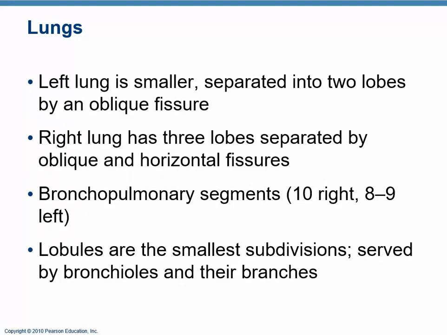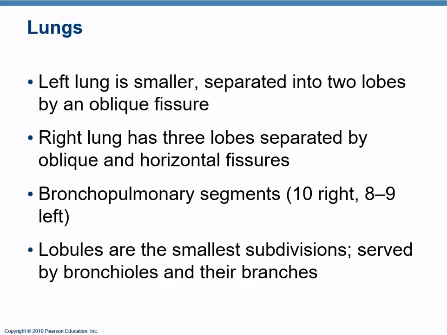The left lung, it tends to be a little smaller, has two lobes. The fissure between the lobes is called the oblique fissure. The right lung has three lobes, and there's an oblique fissure and a horizontal fissure. Each lobe is divided up into segments by connective tissue, and each segment is divided up into lobules.